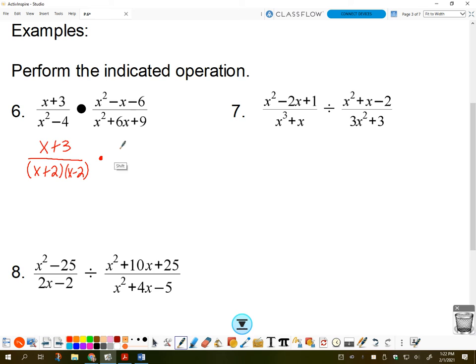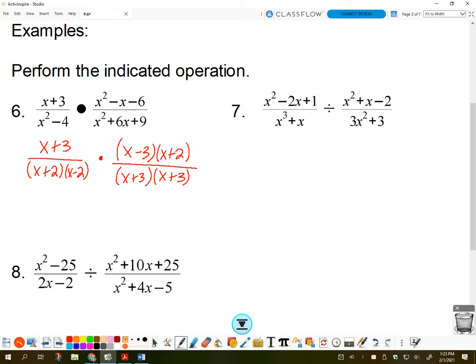X squared minus x minus 6 is guess and check, and it should work out to x minus 3, x plus 2. X squared plus 6x plus 9, you're going to guess and check, and it works out to x plus 3, x plus 3.